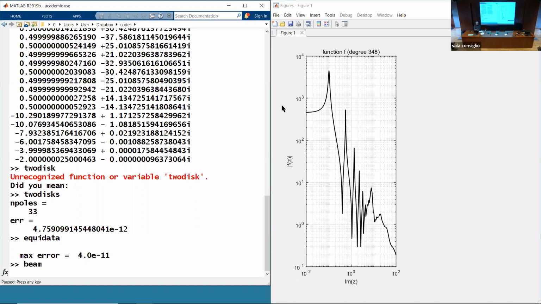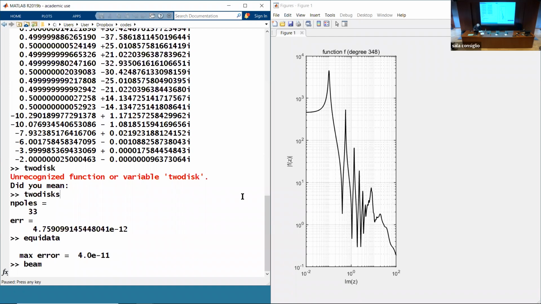So there's a lot of physics. When I see a tall peak like that, it means the system is not quite unstable, but it's close to unstable. And then the next peak has the second greatest amount of physics in it, and so on. So you have a system of size 348, but it's dominated by a few poles near the imaginary axis. And in model order reduction, we try to find lower degree systems that have similar behavior.